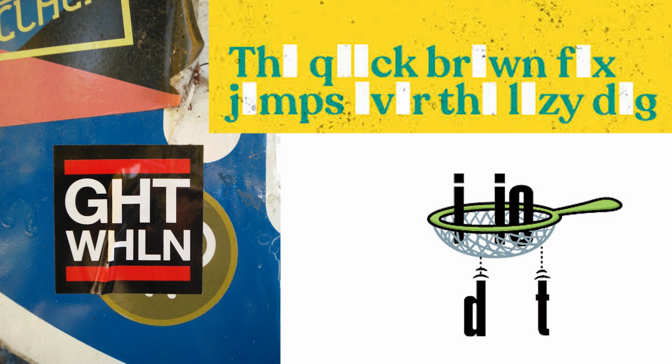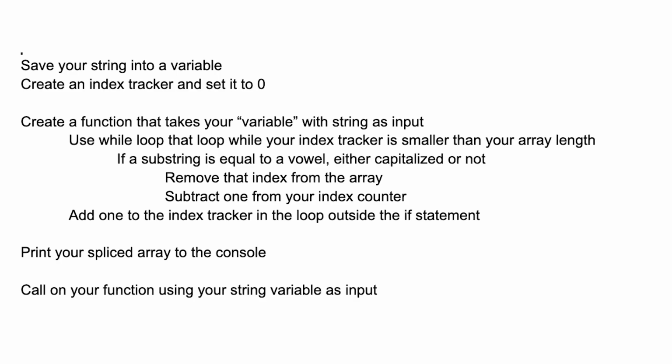Essentially, this algorithm is called disemvoweling, and it removes all the vowels from a given string. You start with your string and loop through each character in your string. If this character is a vowel, you remove that index from your string. Let's go through the process the way a computer might do this.